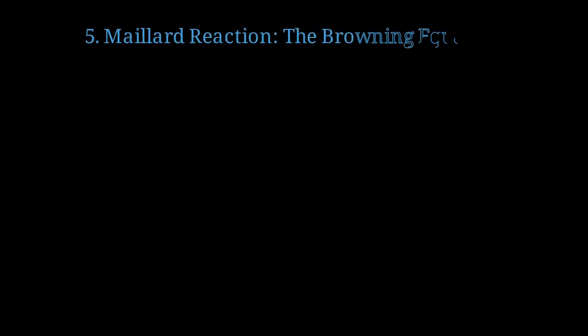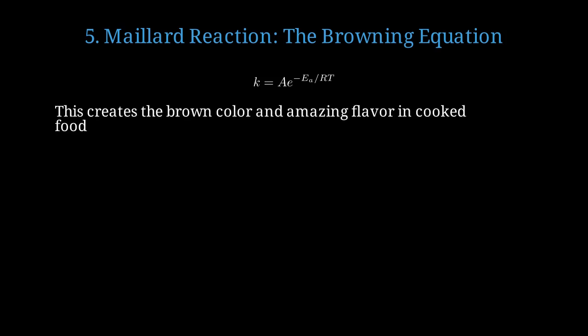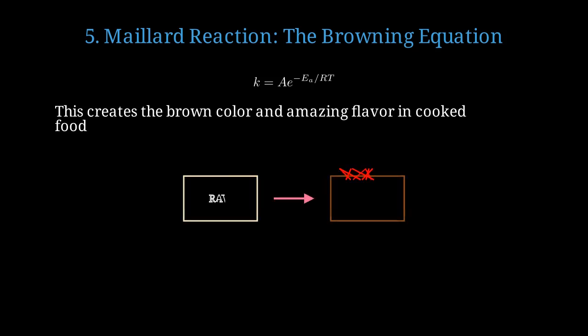Now for everyone's favorite: the Maillard reaction that creates delicious browning. This is the Arrhenius equation for reaction rates. K is the rate constant, A is the pre-exponential factor, EA is activation energy, R is gas constant, and T is temperature. The Maillard reaction creates that beautiful brown color and incredible flavor in everything from seared steak to toasted bread. Raw, pale food transforms into gorgeously brown deliciousness through this chemical reaction between amino acids and reducing sugars.